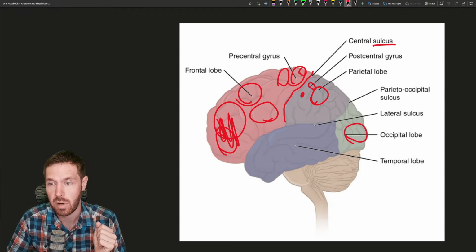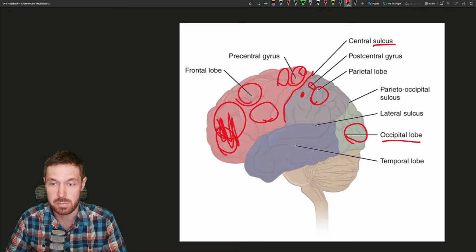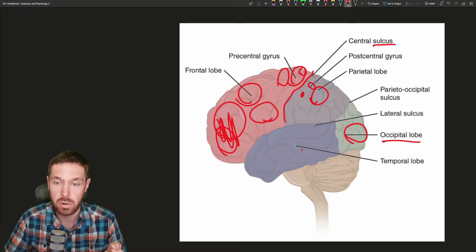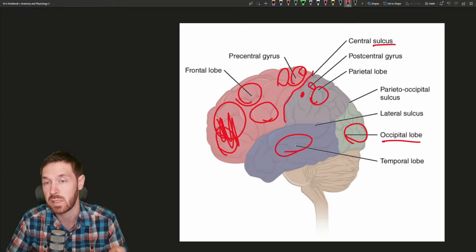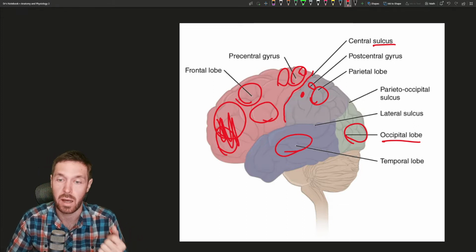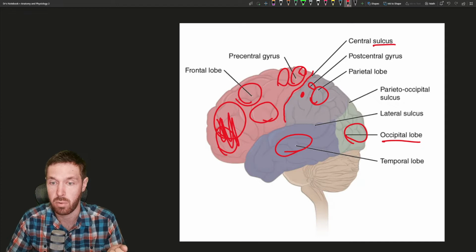You touch something, that activates a spot in the parietal lobe. On the back of the brain here, we have the occipital lobe. The occipital lobe is where vision is processed. The temporal lobe has a few different functions. One thing that's done there is hearing. And balance is all in the temporal lobe. And then there's also a part of the cortex that's deep right in here.